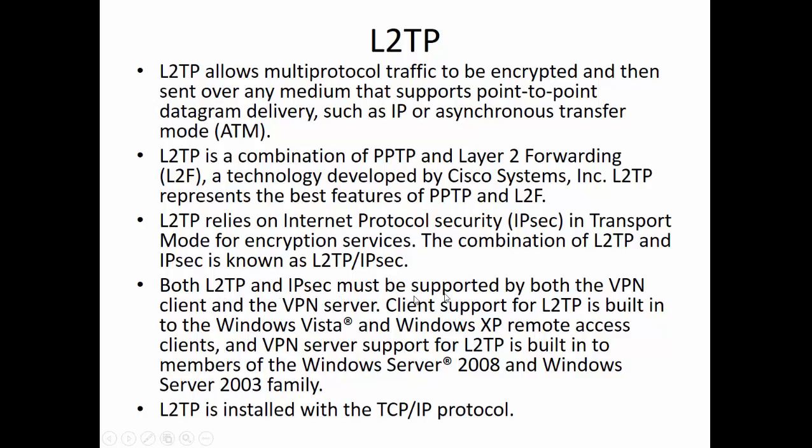Both L2TP and IPsec must be supported by both the VPN client and VPN server. That's what I was talking about. If you just restrict your server to say, hey, I'm just going to accept L2TP, nothing below that, and your client machine does not support that, you will not be connected, right? Unless the negotiation has been enabled.